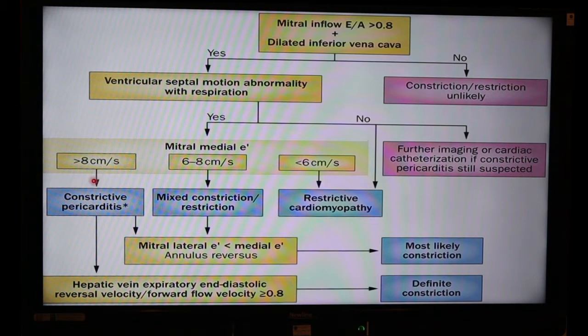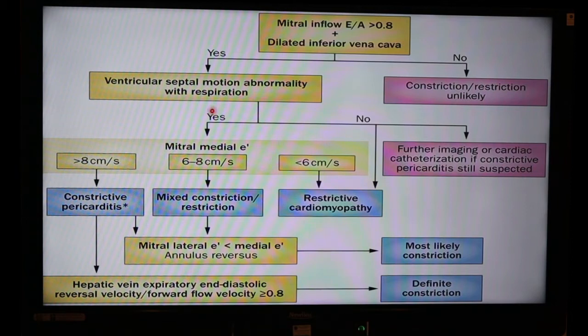If it is more than 8, it means likely it is a constrictive pericarditis. If it is reduced, between 6 to 8, mixed pathology can be present. If it is less than 6, it means it is restrictive cardiomyopathy.